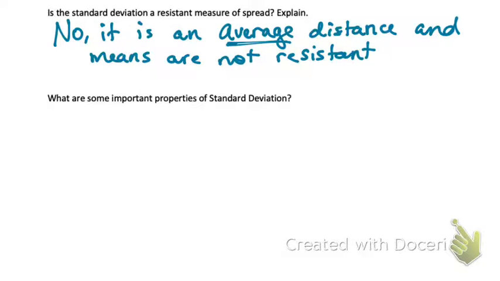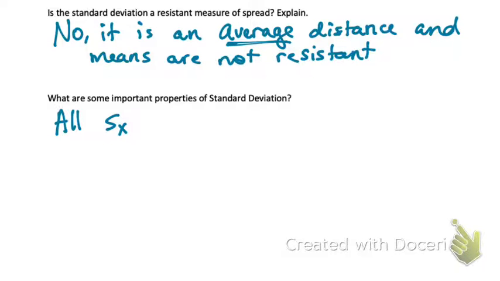If I go and change my numbers 1, 2, 3, 4, 5, if I change that to 1, 2, 3, 4, 50, I've got a really big distance that now I have to average in, and that's going to change my average for my distances. So standard deviation is very not resistant. It's also based on a non-resistant mean. The mean is in the formula, right? So I'm taking an average and using an average within that formula. It's very not resistant.